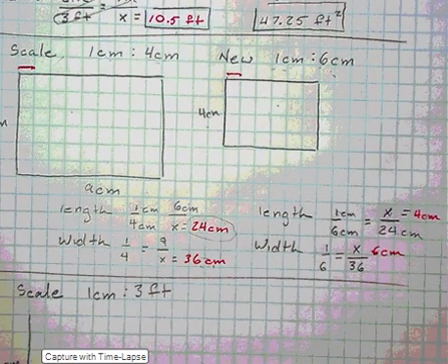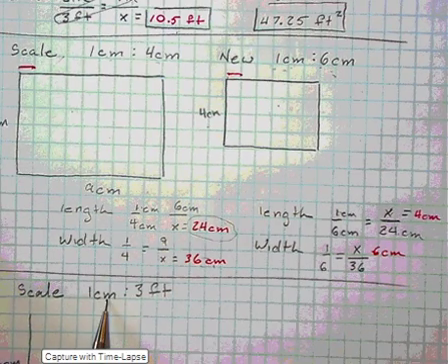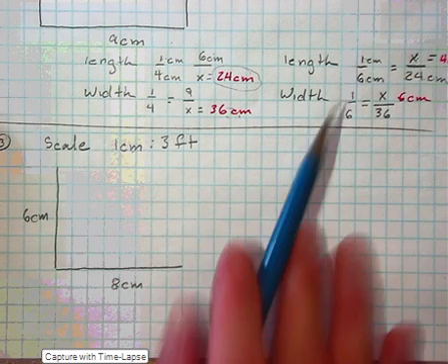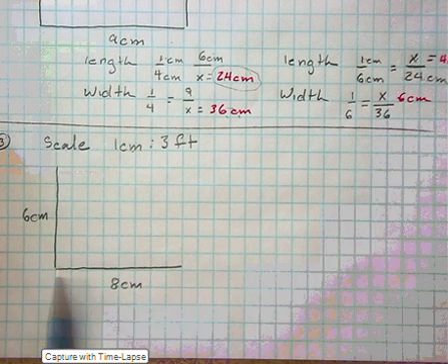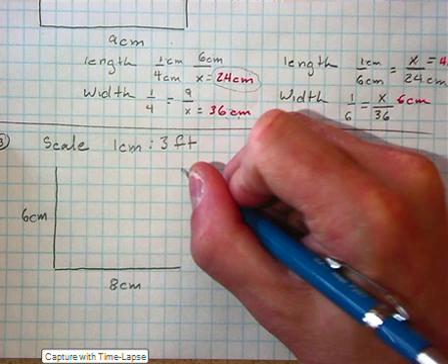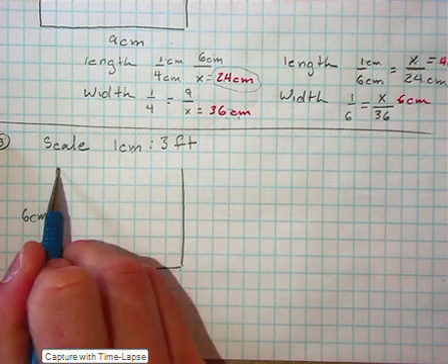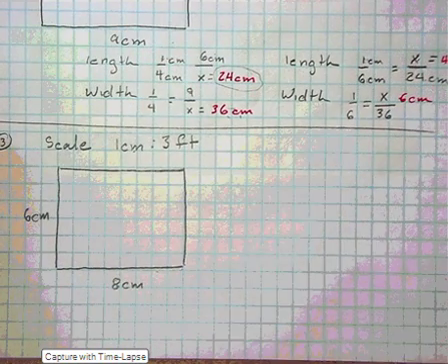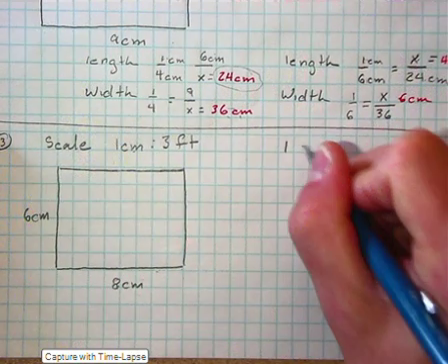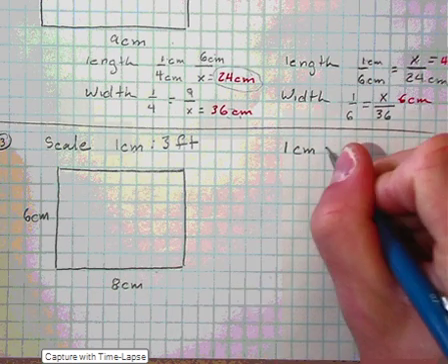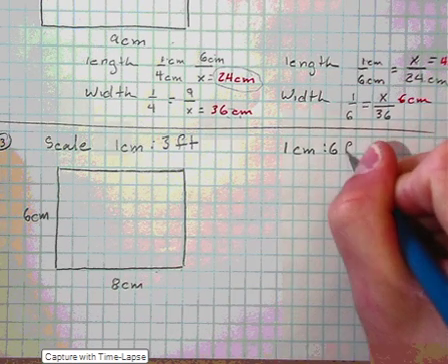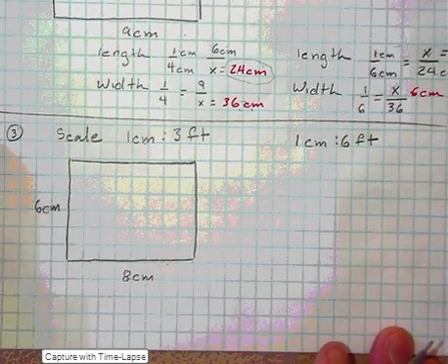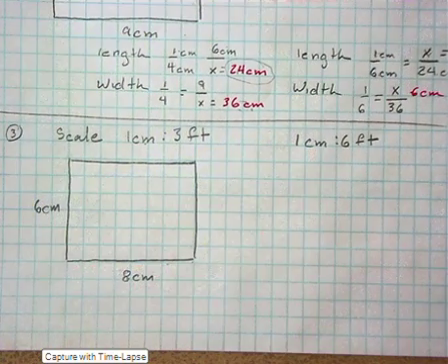No, this is the map. Yeah. So you're changing your map to actual distance. So this is your map. Then you want to change the map to be 1 centimeter to 6 feet. So redraw that with a different scale.